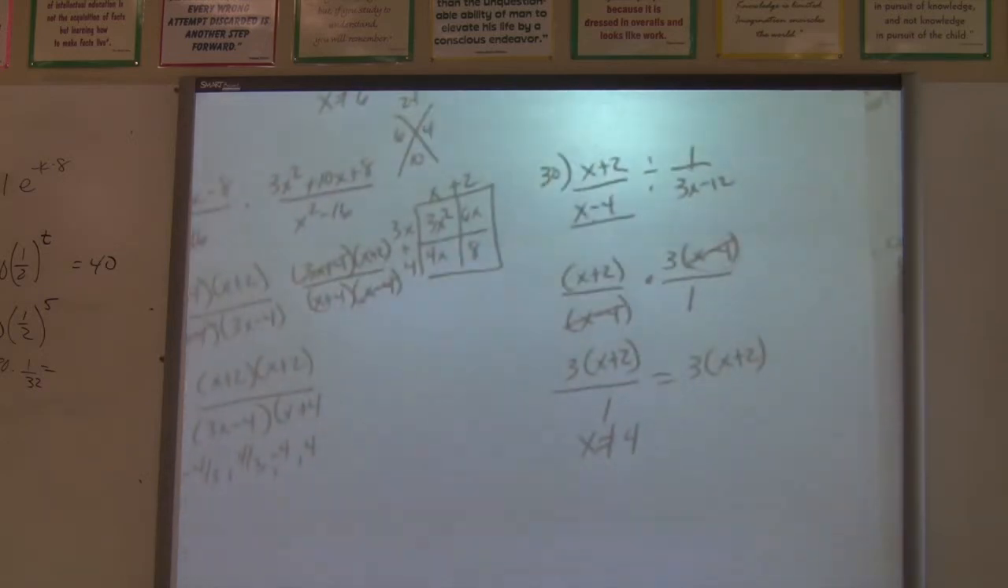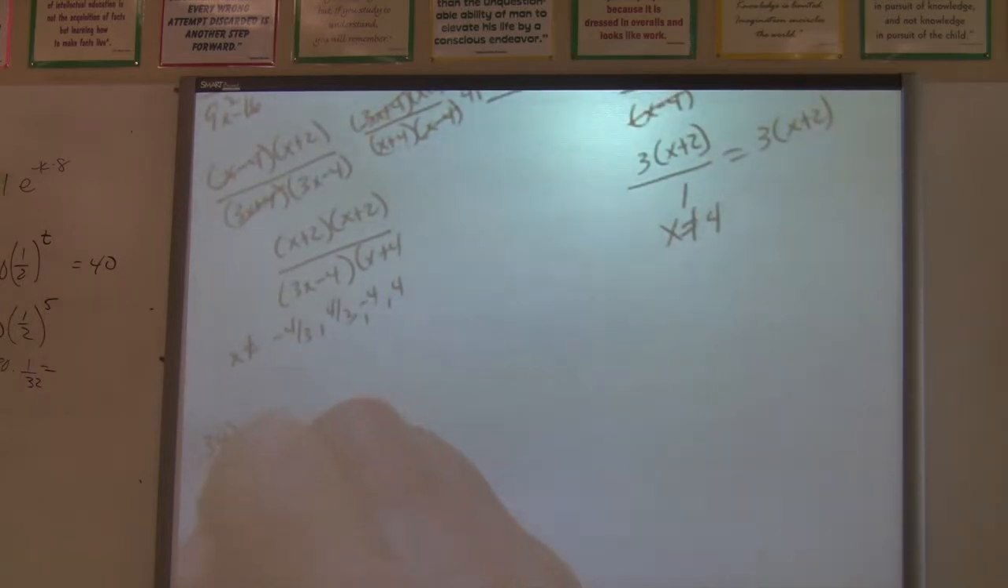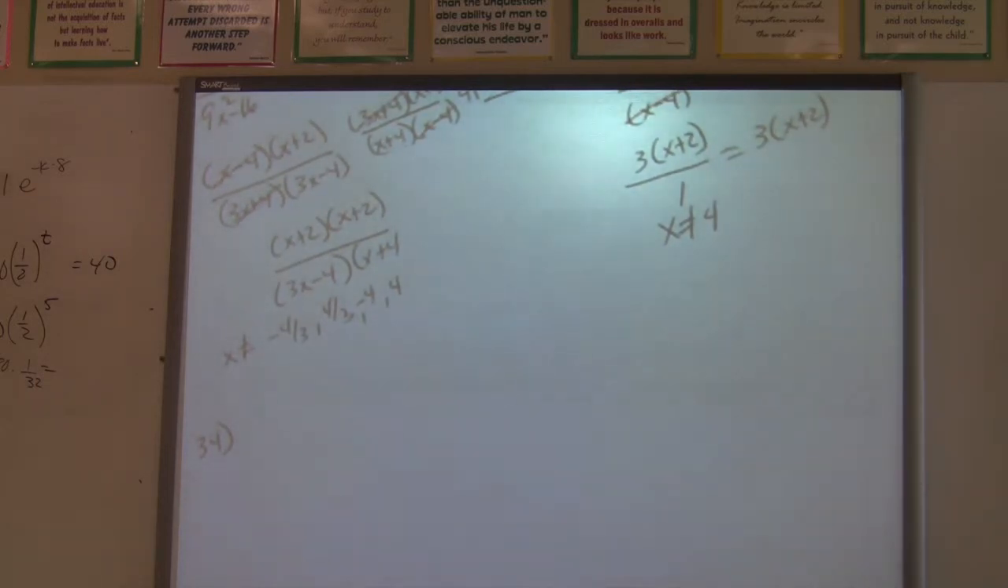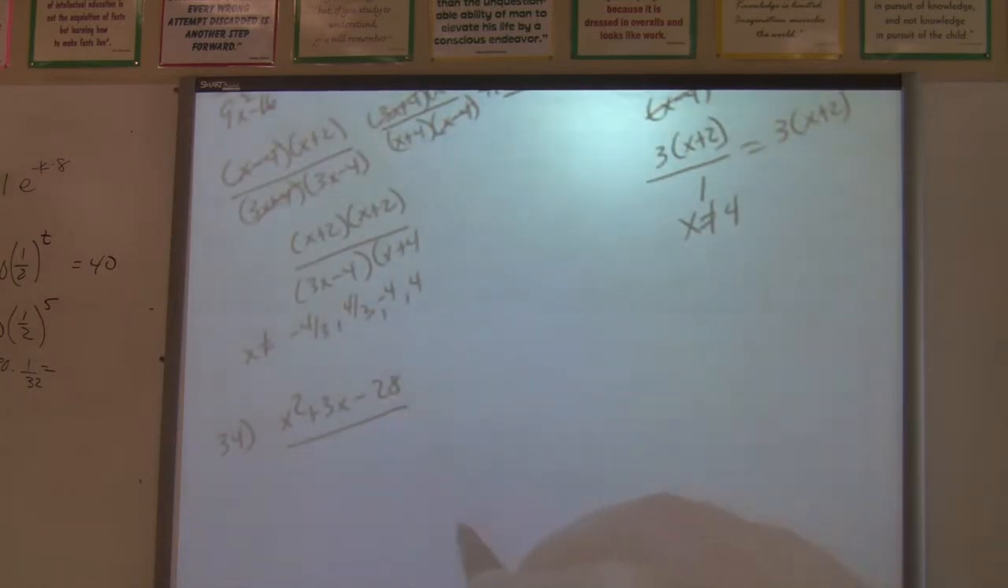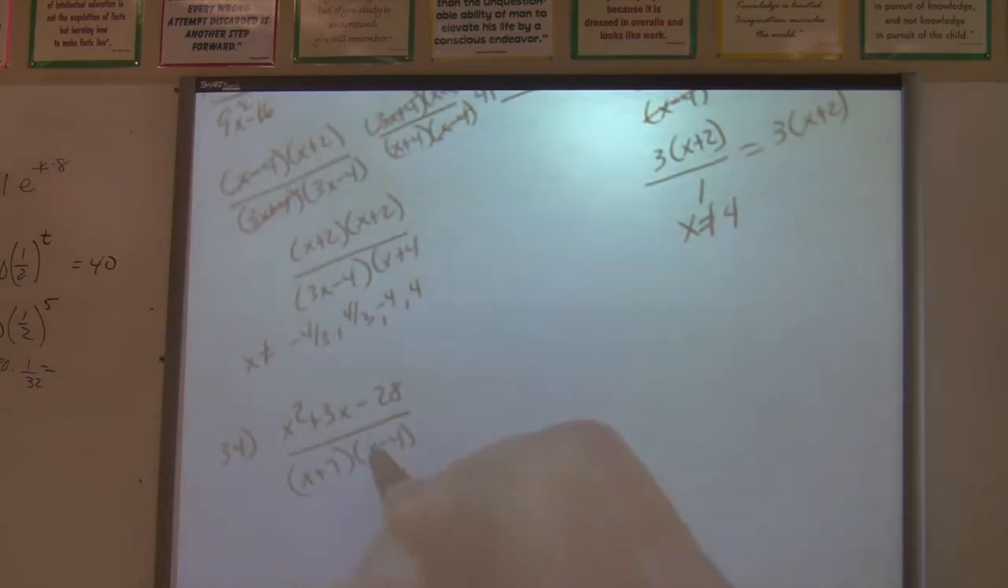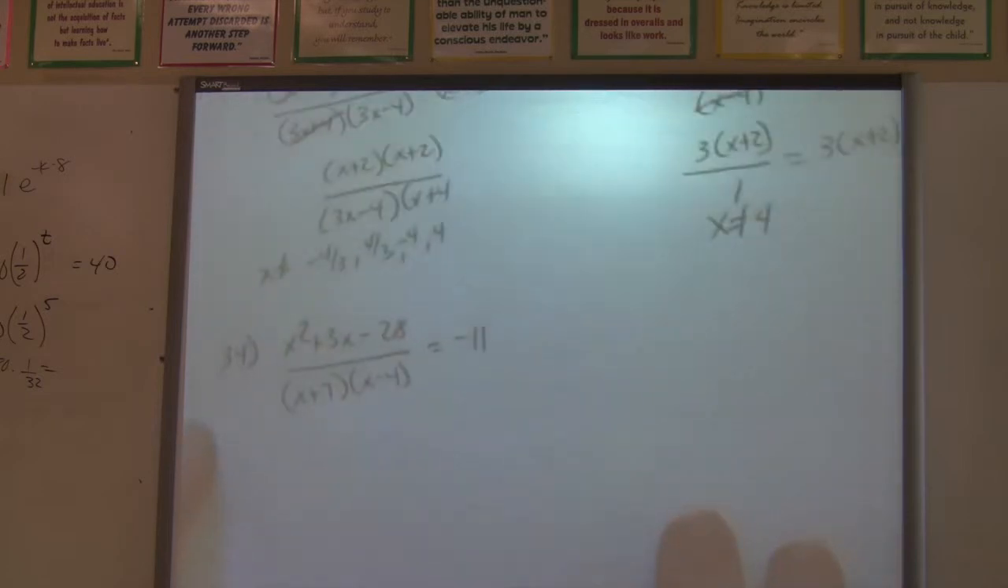Then you had some where you have to solve the equations, so let's look at ones like that. Let's do 34. 34 says x squared plus 3x minus 28 over x plus 7 and x minus 4 equals negative 11. Okay?